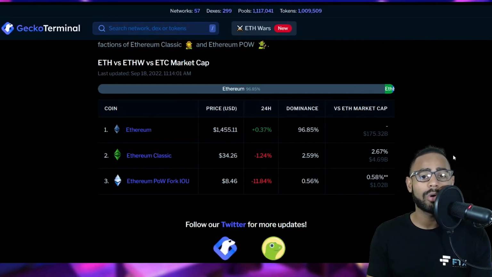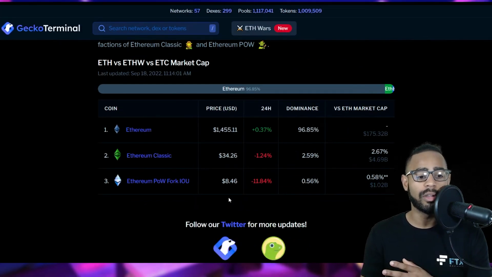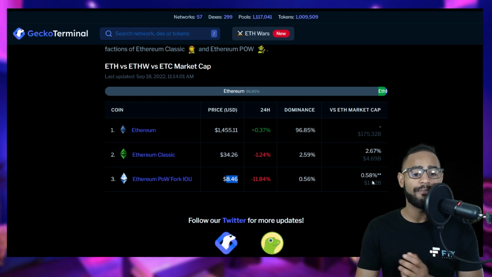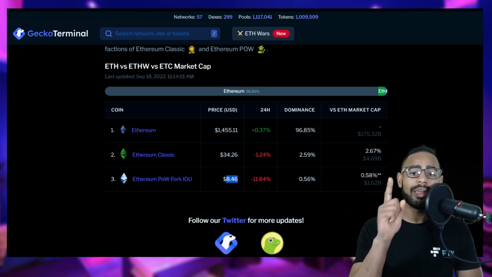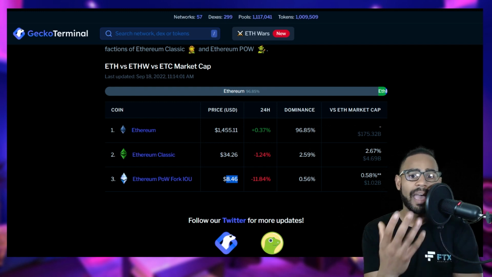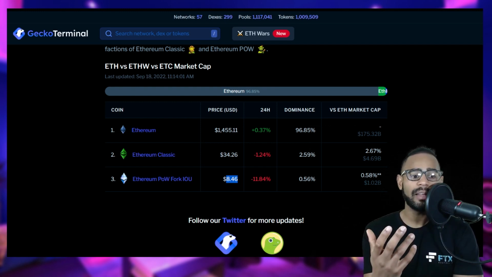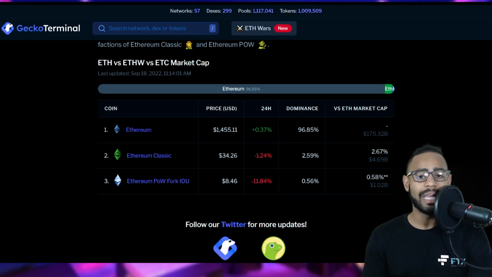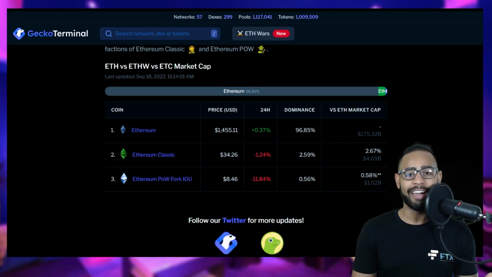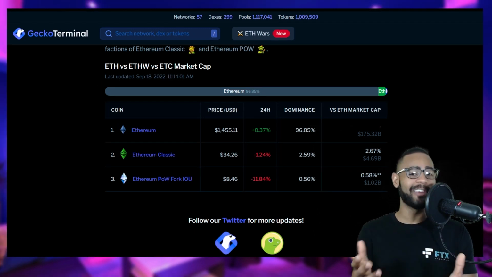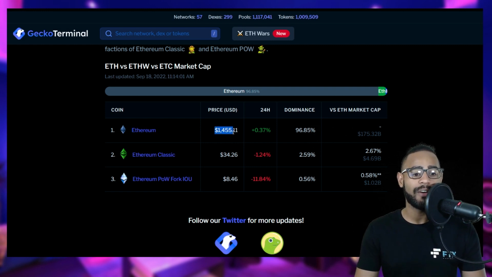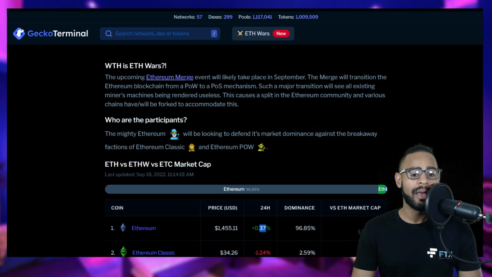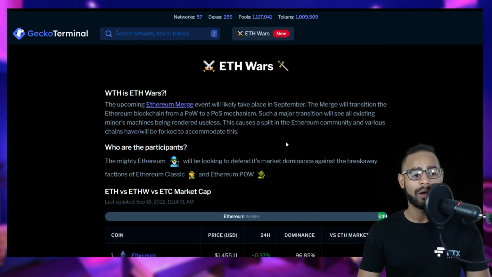They are releasing tokens called the Ethereum Proof of Work token, and it's currently trading at $8.46. If you had one Ethereum on the Ethereum main chain, which was the Ethereum mainnet, then you would be airdropped this $8.46. Is that a good enough return for holding that coin? I would say maybe. I haven't necessarily claimed it myself, so I can't really make a comment on this. So Ethereum itself is actually 1,455. It's gained 0.37. But let's go ahead and actually read the Ethereum merge.